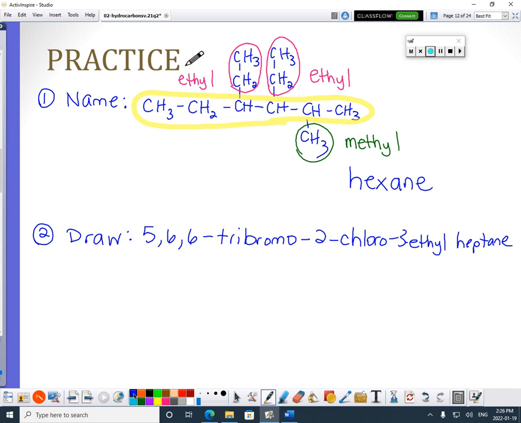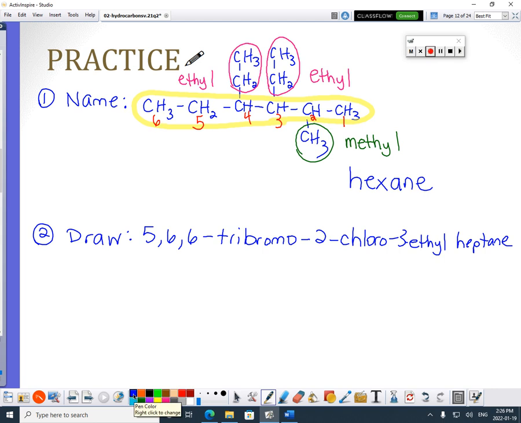Where is the busy side of the molecule? Is it on the left or the right? The right. There is much more going on this side of the molecule. So that's your clue. Okay, I got to start counting from the right. So this is going to be 1, 2, 3, 4, 5, 6.